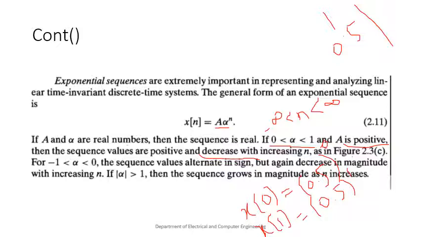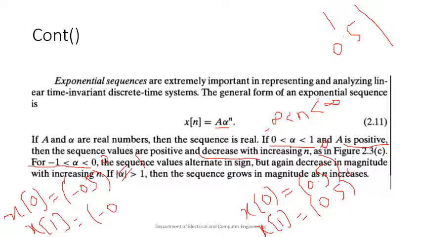If alpha is between minus 1 and 0, what will happen? The sequence will decrease. We can check that x of 0 is equal to a, a is positive, so just forget about a. So between minus 1 and 0, we can have the value minus 0.5. Minus 0.5 raised to power 0 is equal to 1. Then we have x of 1, minus 0.5 raised to power 1, which is equal to minus 0.5.